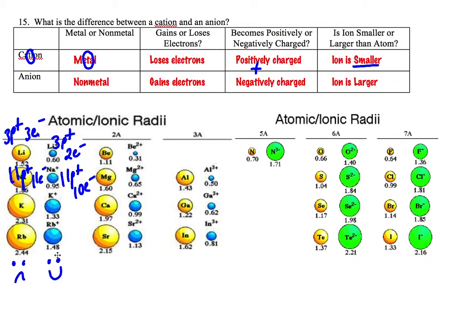So these guys all lose 1 electron. These guys all lose 2. They become much smaller. And look at these. These guys lose the most. These guys lose 3 and become really small. So the more you lose, the smaller you get.